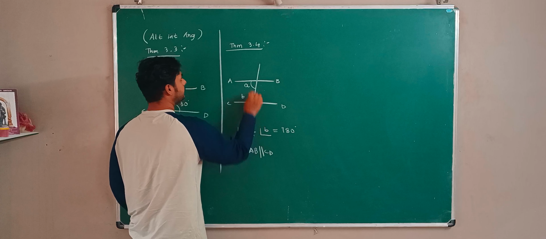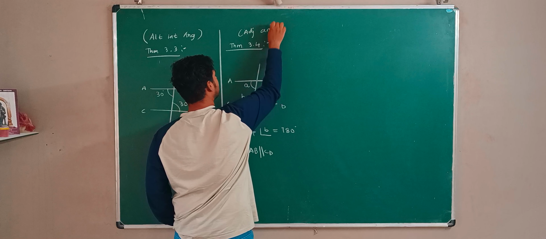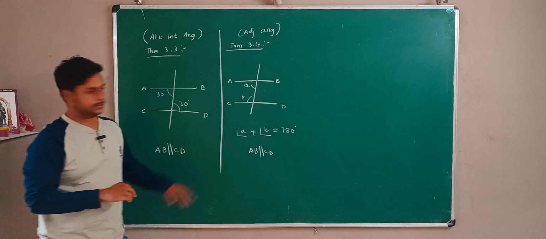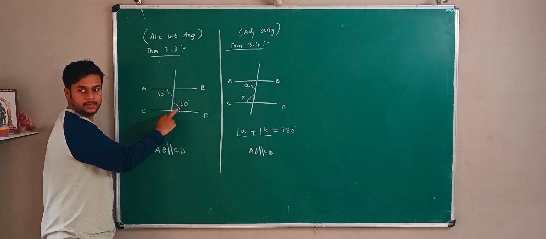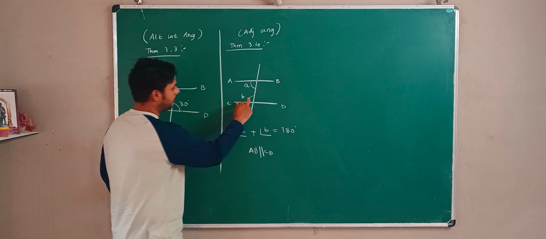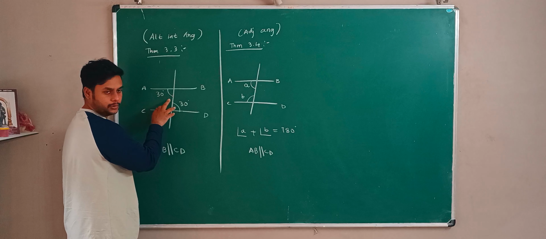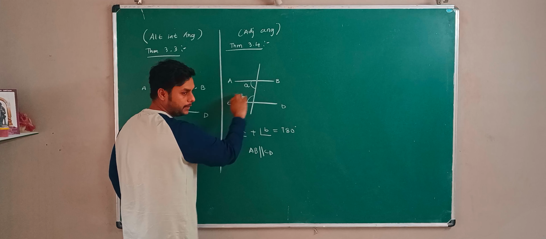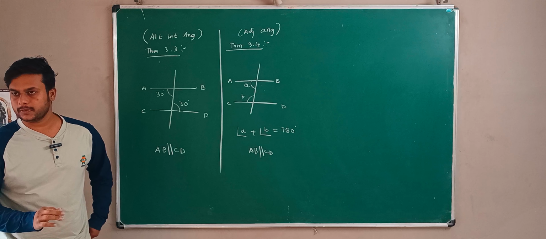Understood or no? This is adjacent angles. These are called as what? Adjacent. They are adjacent or no? This one was alternate interior angles. If alternate interior angles form, AB is parallel to CD. If adjacent angles form, AB is parallel to CD. If alternate interior angles don't form, AB is not parallel to CD. If adjacent angles don't form, AB is not parallel to CD. Understood? Okay, next.